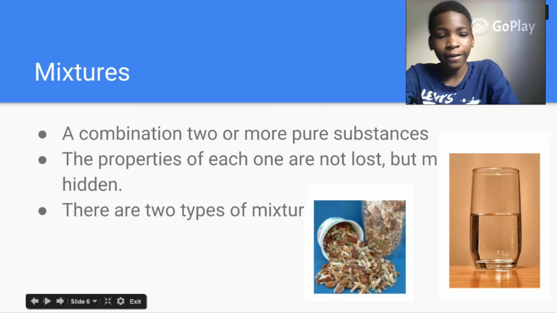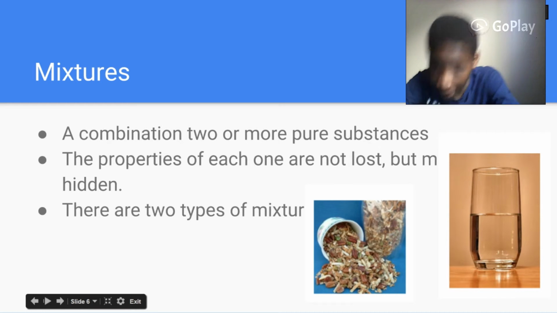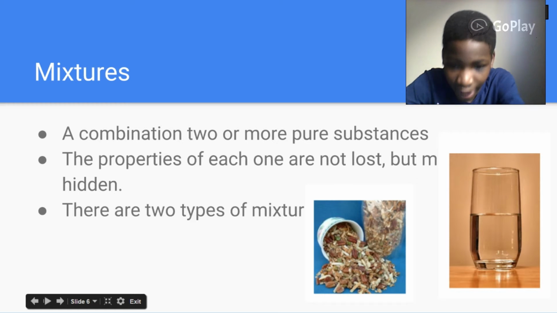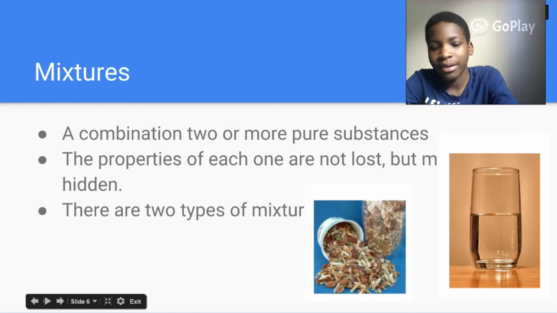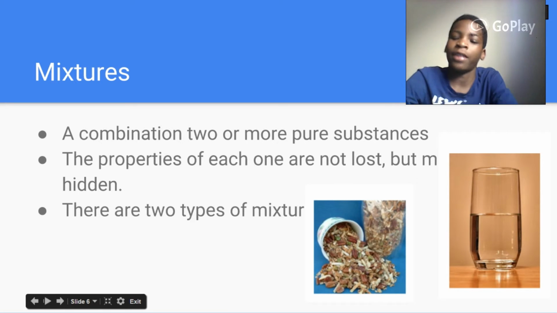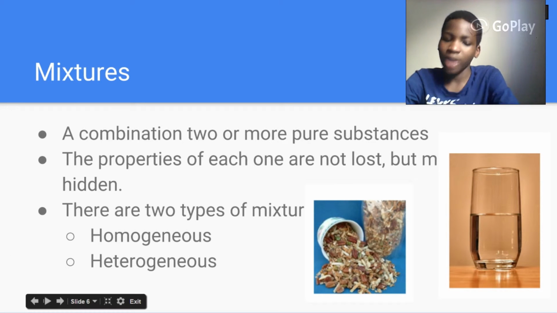Like over there, you can't really see anything. But over here, you can just tell. You can see some green, then some brown and white. You can just tell it's all mixed. But over here, you can't see anything. So this would be an example of a homogeneous mixture right here, and this would be a heterogeneous mixture. Two types of mixture, yep.